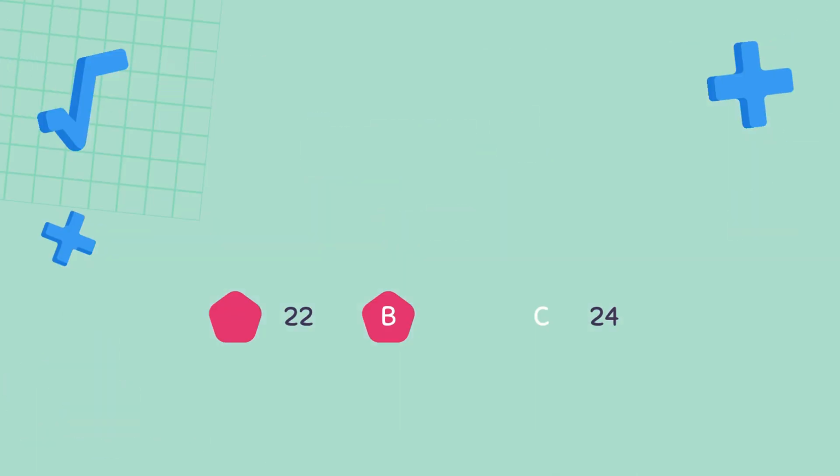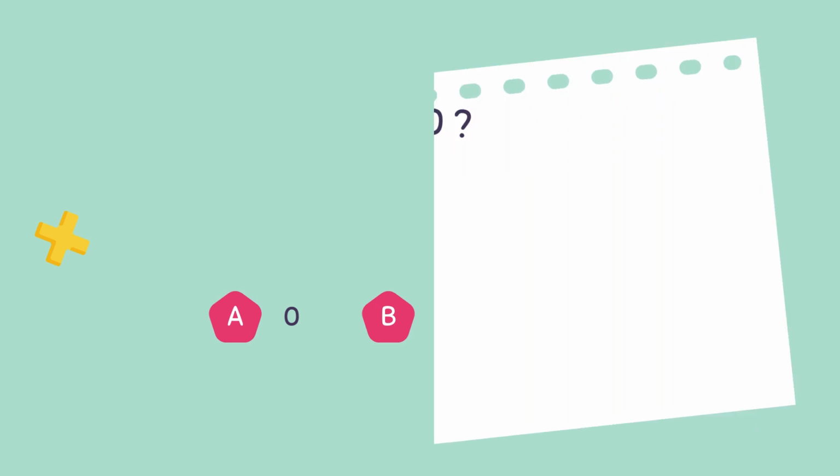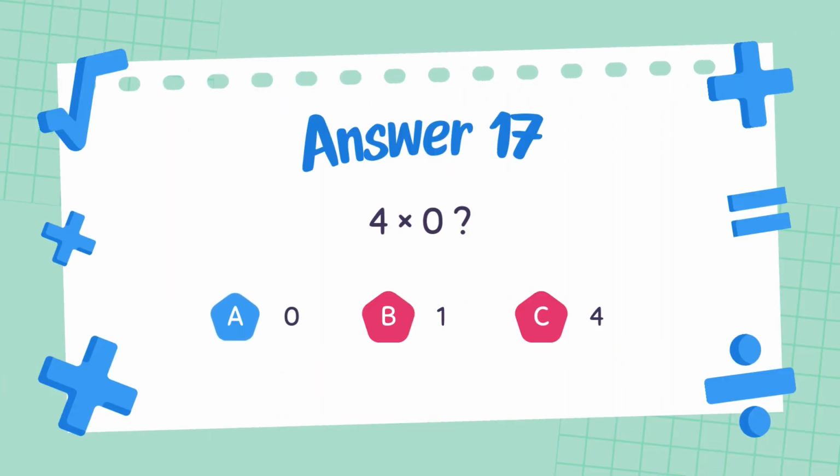Nice job. Question 17. What is 4 times 0? Is it A, 0, B, 1, or C, 4? The answer is A, 0.